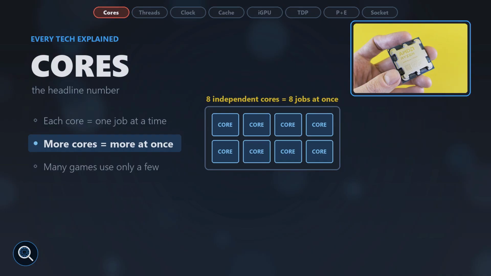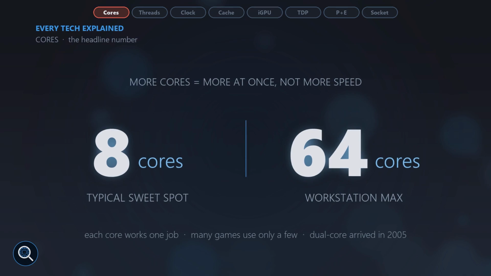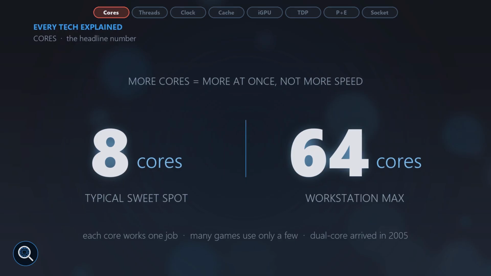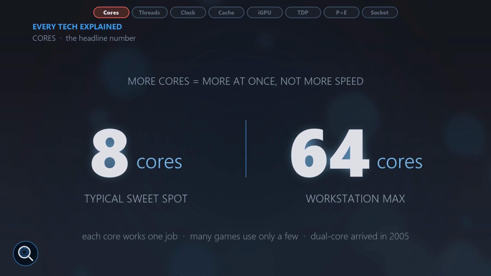A video call, a dozen browser tabs, a game, and a download, all without choking. The catch is that a lot of software, including many games, only uses a handful of cores, so 24 of them won't make a spreadsheet open any faster. Here's the number that matters. For most people in 2026, 6 to 8 cores is the sweet spot, while workstation chips now pack as many as 64.